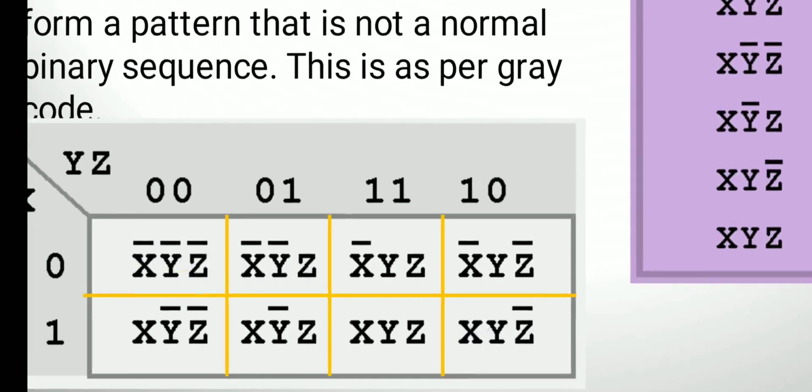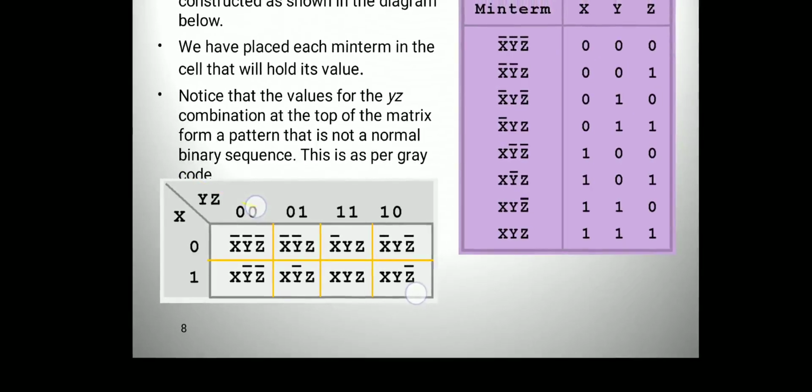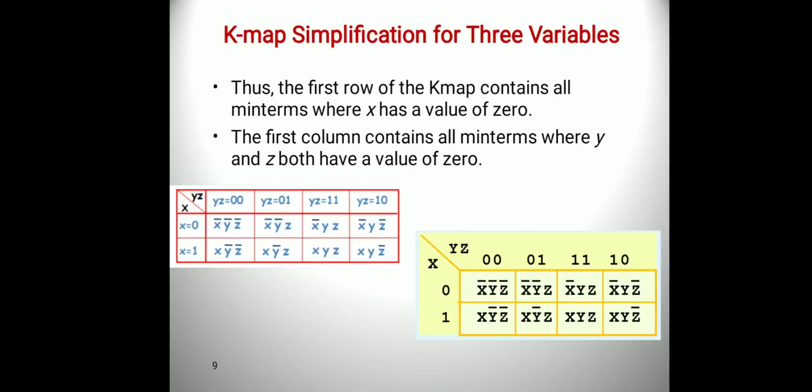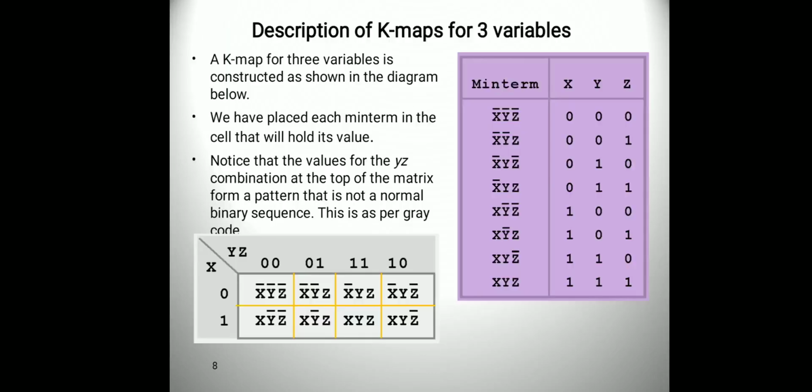In a first row, for all 4 columns, x is equal to 0, while yz changes from 00 to first column 00, second column 01, third column 11 and fourth column 10. Okay.